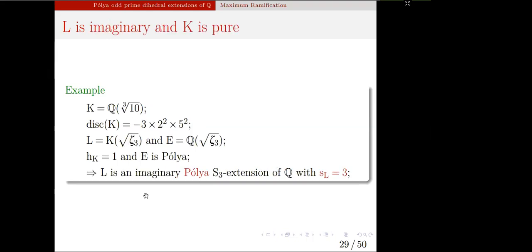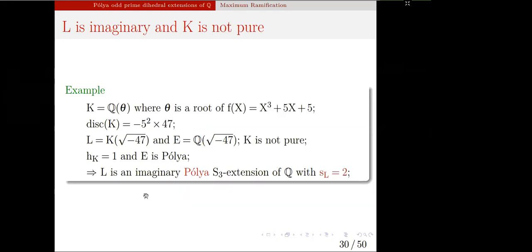Here we find an imaginary Polya S3 extension with 3 ramifications, and L is the Galois closure of a pure cubic field. And finally, this slide gives an example of an imaginary Polya S3 extension with 2 ramifications, and L is the Galois closure of a non-pure cubic field, as desired in the previous theorem.